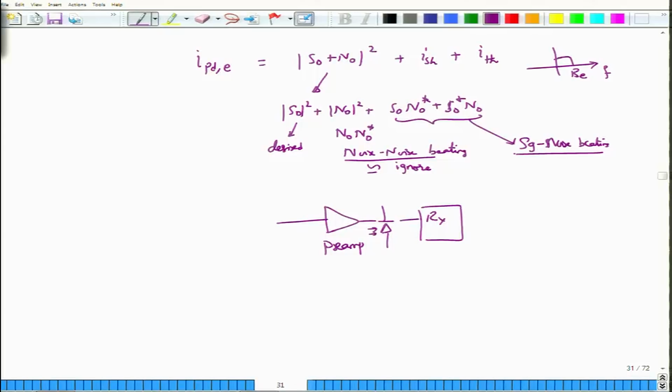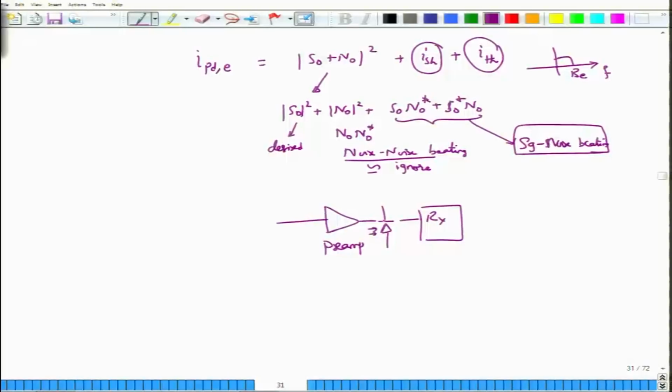But you cannot ignore this signal to noise beating, and because of this signal to noise beating, you can in fact ignore the shot noise and the thermal noise. So whenever you employ a preamplifier, you can ignore the shot noise in the photodetector and the source, as well as the thermal noise because of the load resistor. You can ignore these two effects because you have signal to noise beating because of the preamplifier. So that would be the dominant noise source in all of your preamplifier based direct detection receivers.